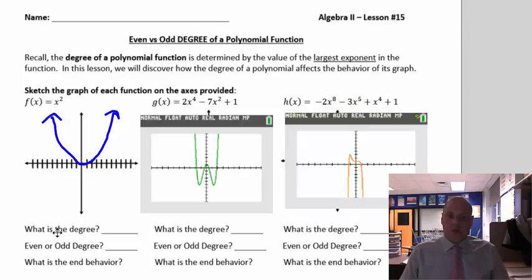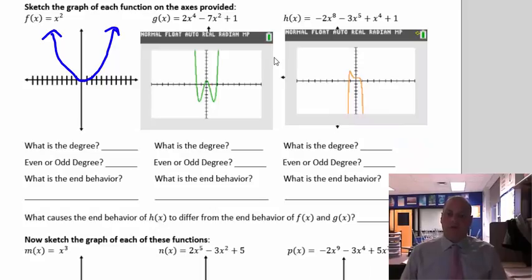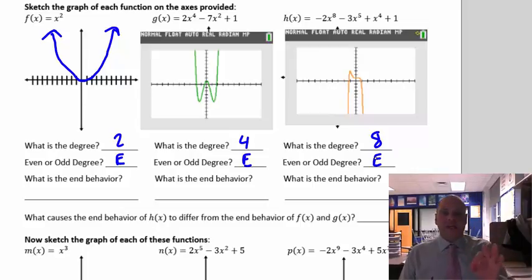So let's take a look at the degree of each of these. What is the degree on this first one here? The degree is the highest exponent, so the degree is 2. What is the degree here? The degree is 4. What is the degree here? The degree is 8. Is this an even or an odd degree? 2 is an even number, right? So what we're looking at here are three even degree polynomials.